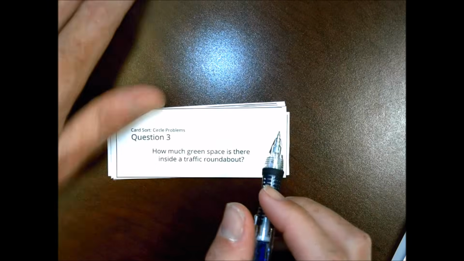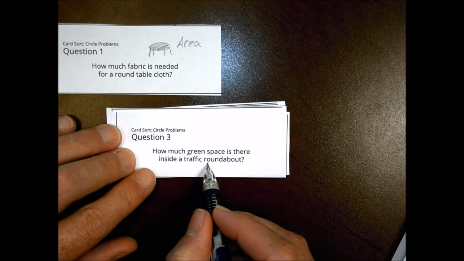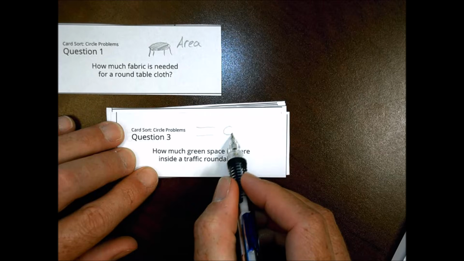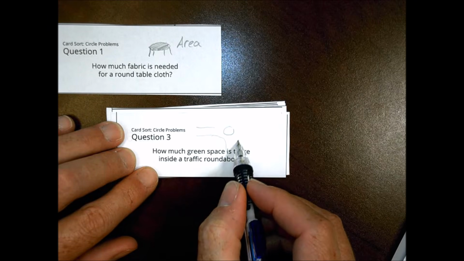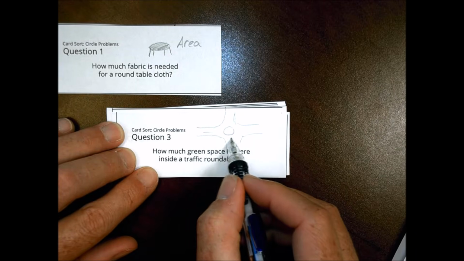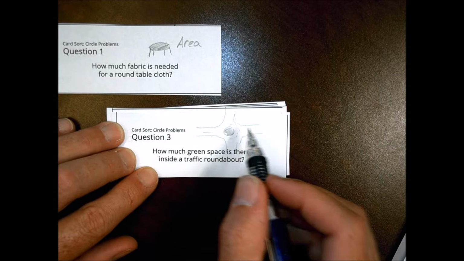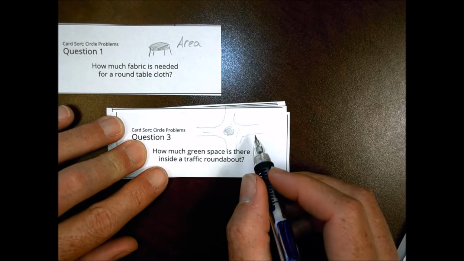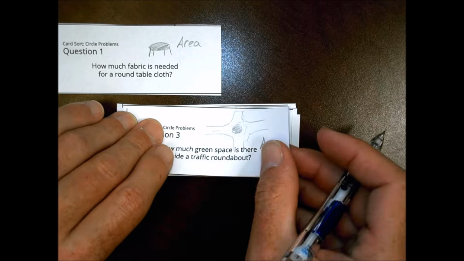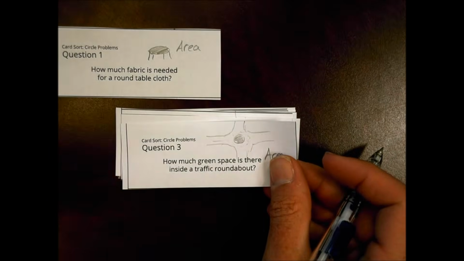For the next one, it says, how much green space is there inside a traffic roundabout? So if you have a street and it comes up to a traffic circle, and traffic comes in and out and goes around. If we want to find out the green space inside of that, the amount of green space that's covered would again be an area idea. It's that space inside that helps us know. That's our area.